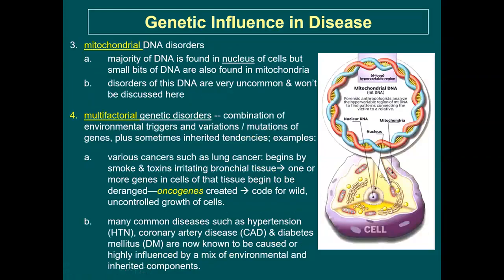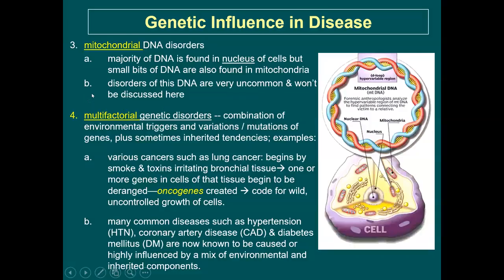So let's talk first very briefly about mitochondrial DNA disorders. We know, hopefully from A&P, that the majority of the DNA is found in the nucleus, but there are some small bits of DNA found in the mitochondria. These disorders, mitochondrial DNA disorders, are fairly uncommon, so we're not going to discuss any specific mitochondrial disorders because you really have plenty of information in the course.